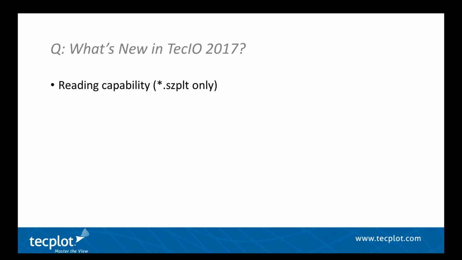So our second question is, what's new in TecIO 2017? Yeah, so in addition to some bug fixes and performance improvements, the big change is that we've added reading capability, and this is both in TecIO and TecIO MPI, that allow you or your program to read .szplt files. We have not added this for .plt. The reading is for .szplt files only. Excellent.